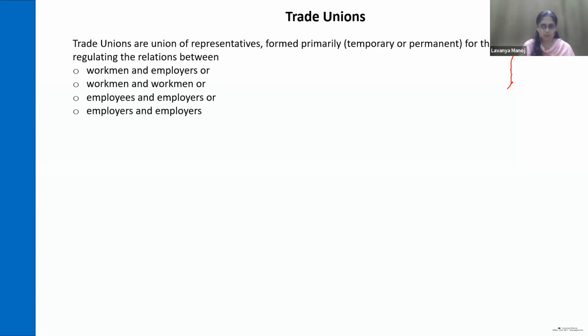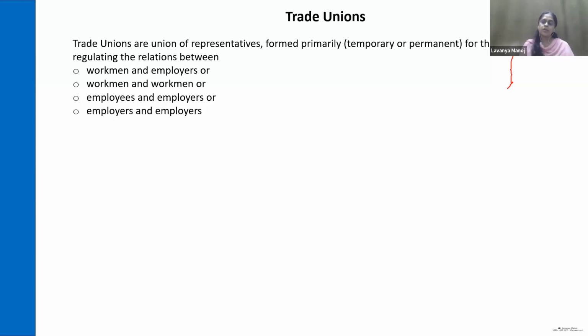Okay, so this is the role of a trade union. They also act as regulators between workmen, that is the workers, and the employers; between workers and other workers within the same organization, or between workers of two or more different organizations. So employees and employers, and employers and employers between two organizations. Workers are different, employees are different. Workers are linemen and employees are staff people.